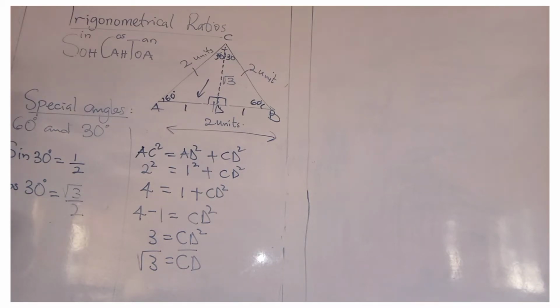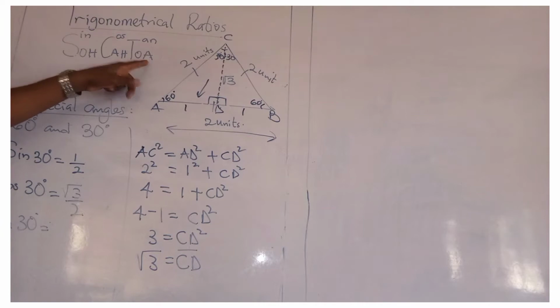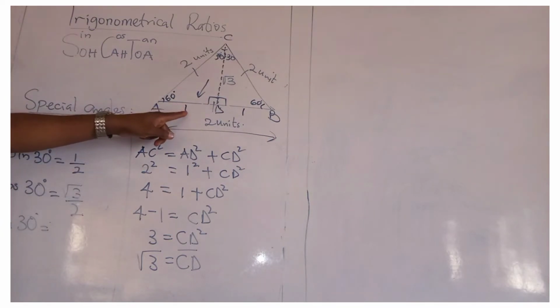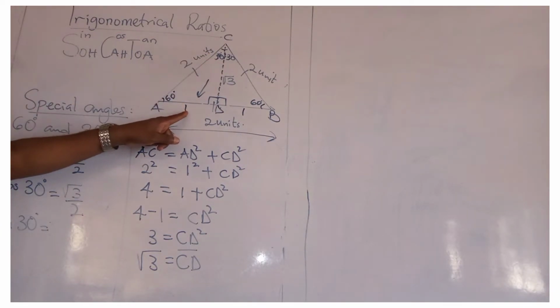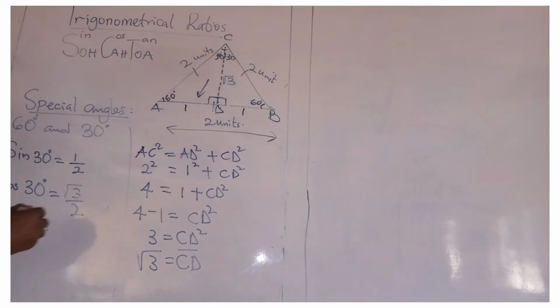Now let's go to tan 30 degrees. Tan 30 degrees, we know that tan is opposite over adjacent. Opposite, here is my opposite because we are still dealing with this angle. Here is my opposite, here is my adjacent. So we say that is opposite 1 divided by square root of 3.